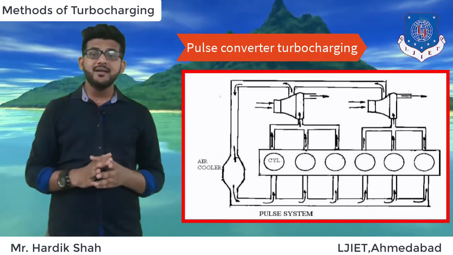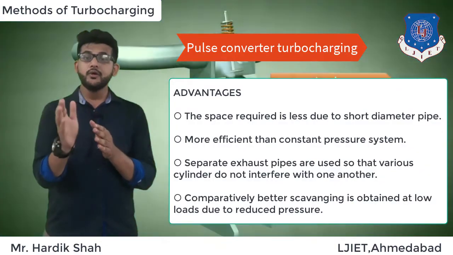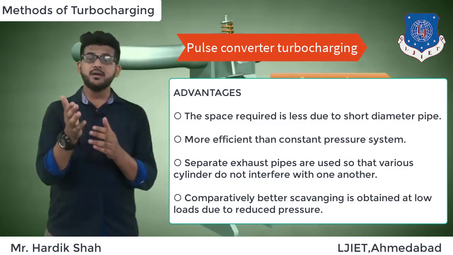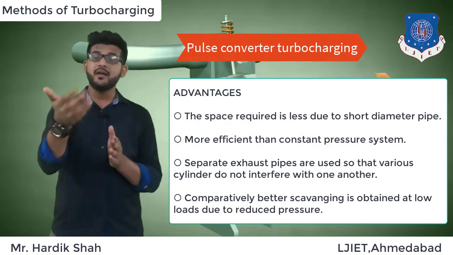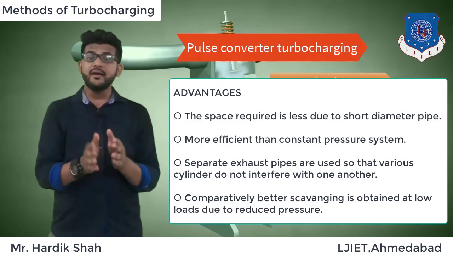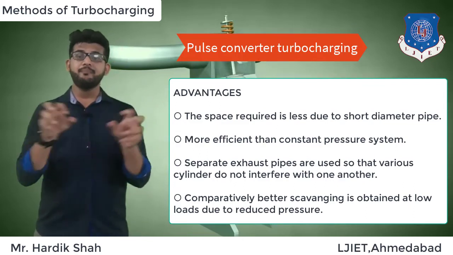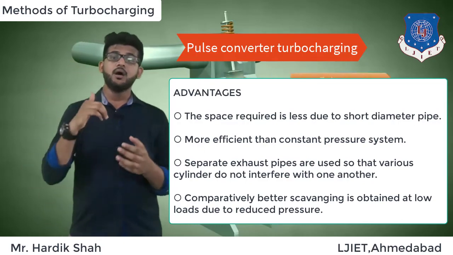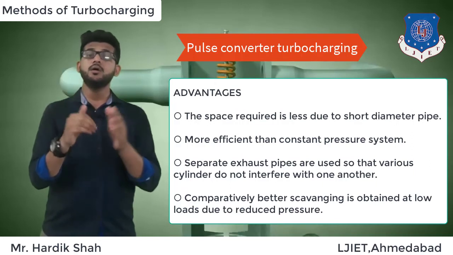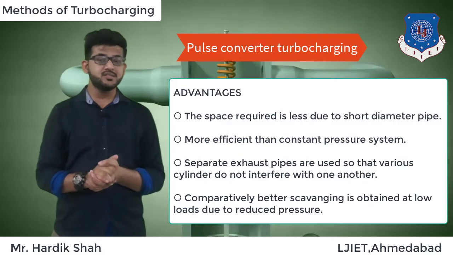So, what are the advantages of this? The space required is very little because the pipes are very narrow. It is more efficient than the constant pressure system. Separate exhaust pipes are used so that the various cylinders do not interfere with one another. So, different pipes are very helpful for us. Comparatively better scavenging is obtained at low load conditions due to the reduced pressure. So, these are all the advantages of this system.